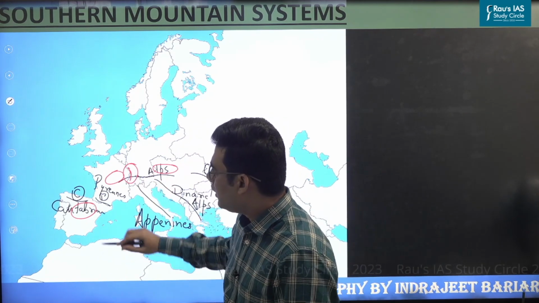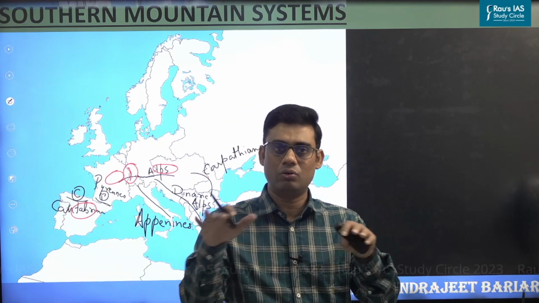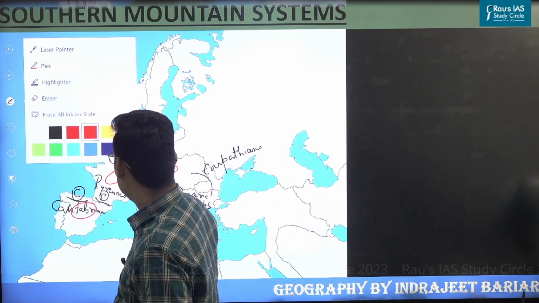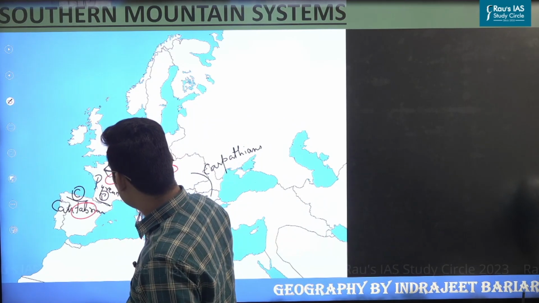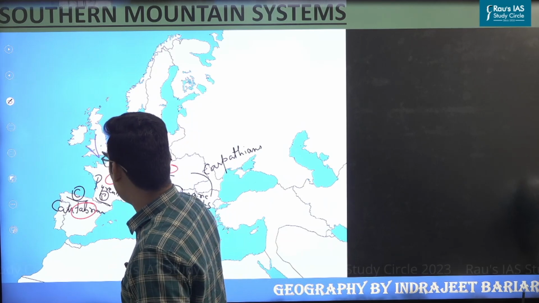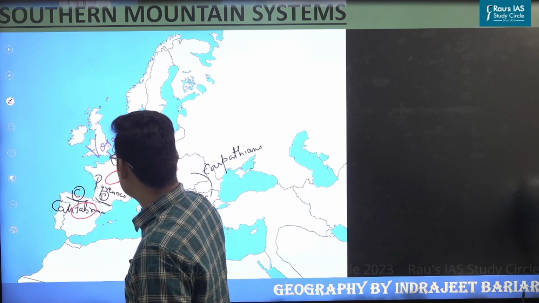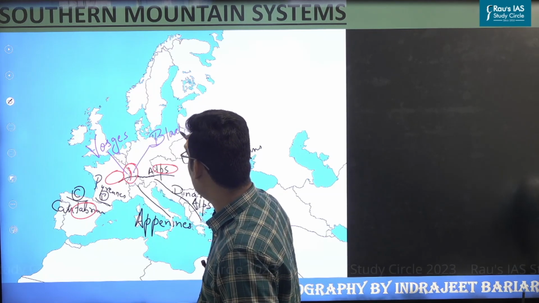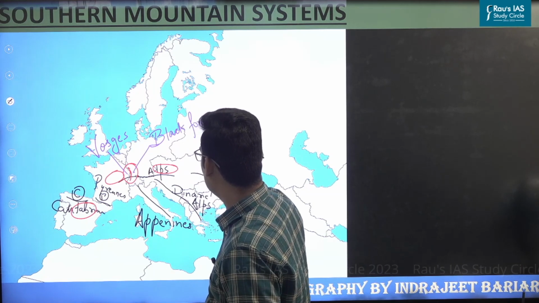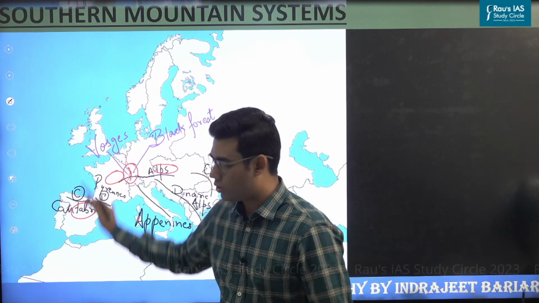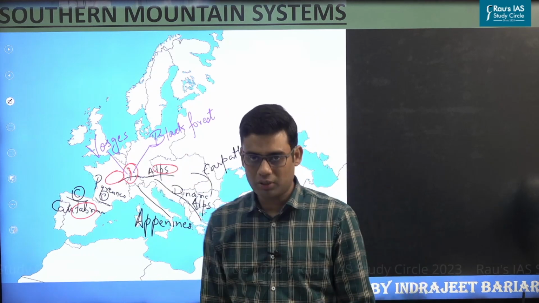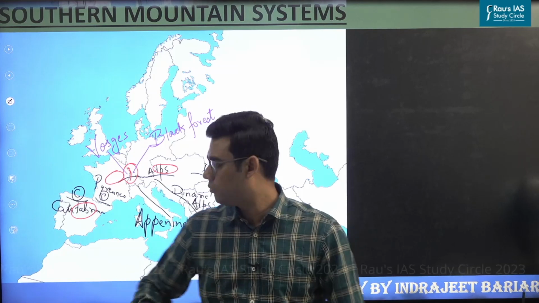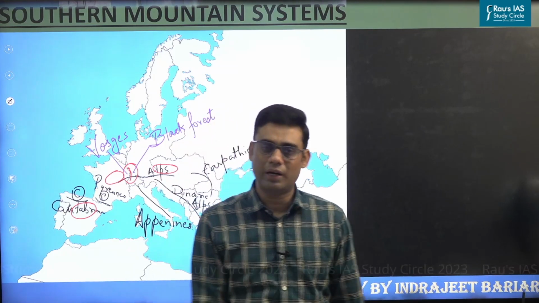The Rhine Rift Valley is surrounded on the two sides by block mountains. If I look on this side, the France side, what I have is the Vosges, and on the Germany side the block mountains are the Black Forest. So the Vosges on the side of France and the Black Forest on the German side are the block mountains, and in between them the subsided portion is the Rhine Valley.